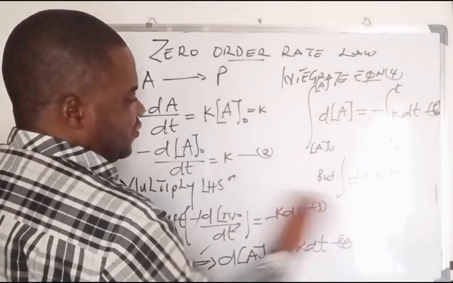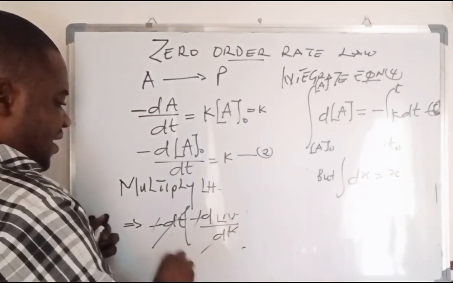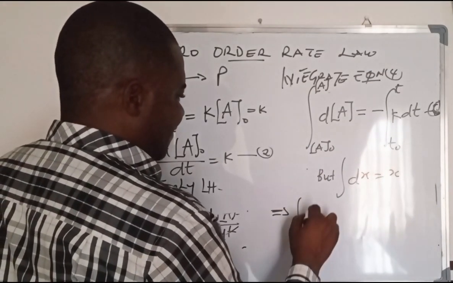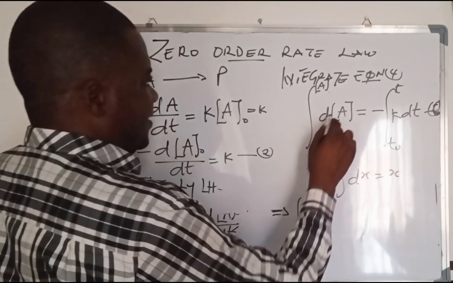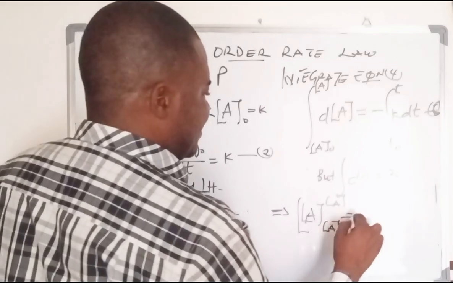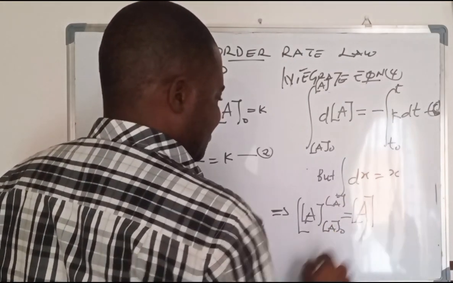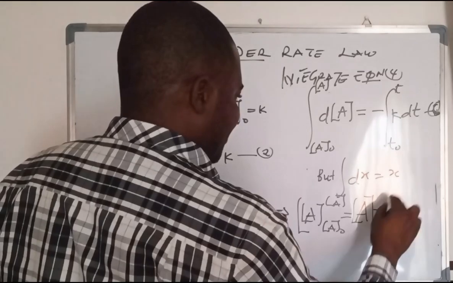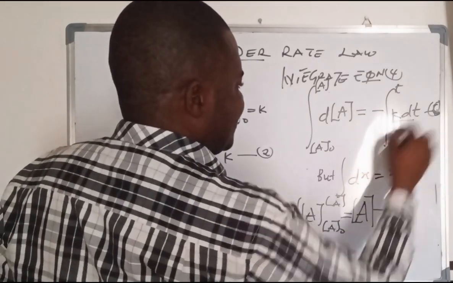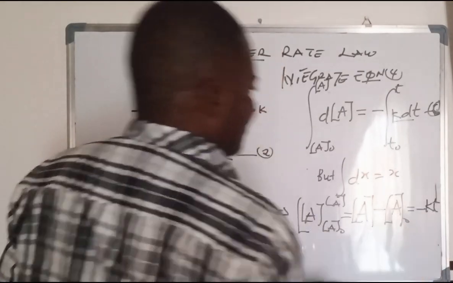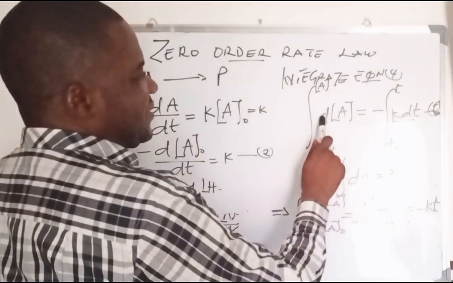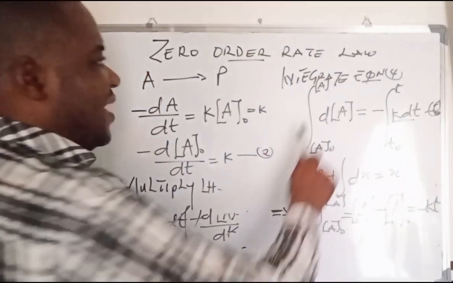And if we are going to do so, that means that we are going to have A on top, and down we have A0. This is the same thing as saying A minus A0 is equal to minus kt. Remember that already you have integrated this, so you have lost the differential signs that you have here.